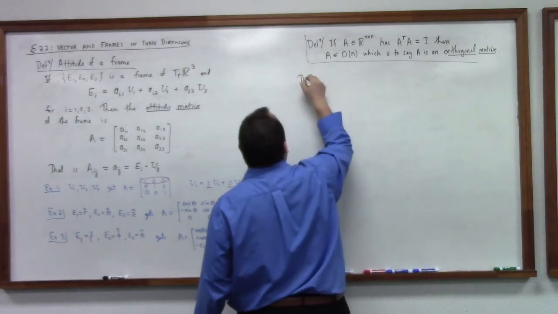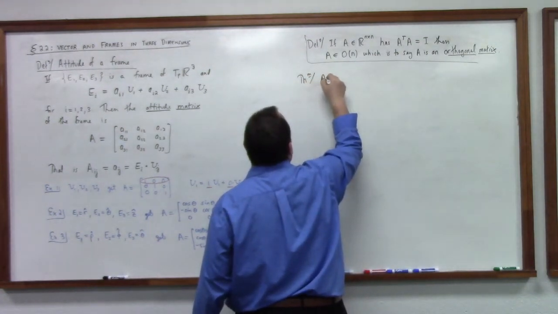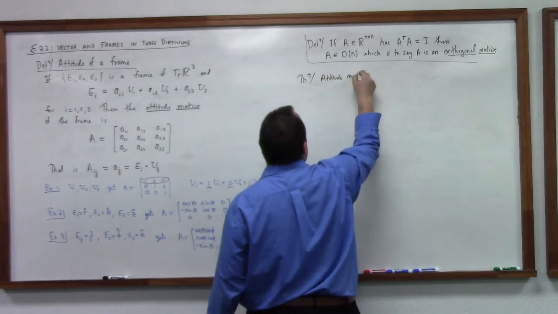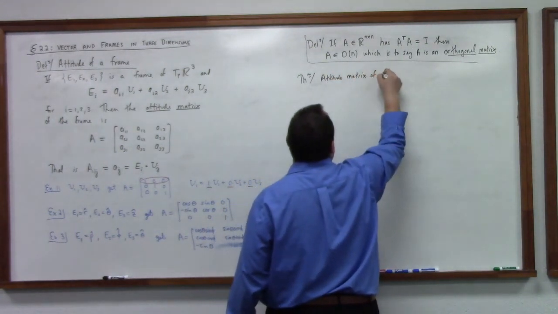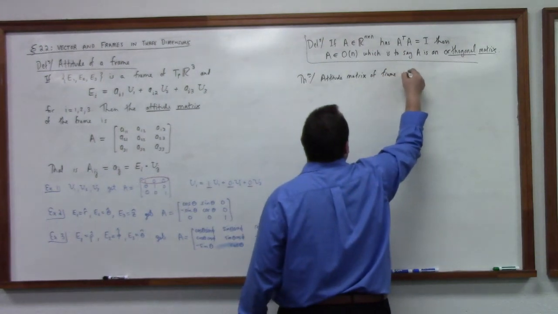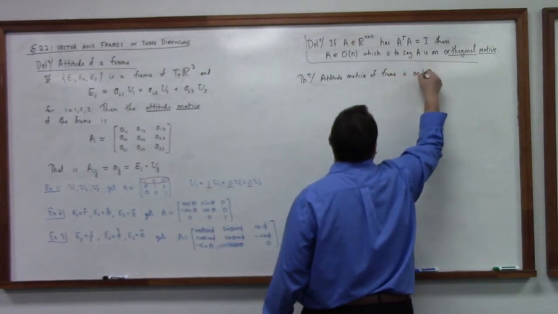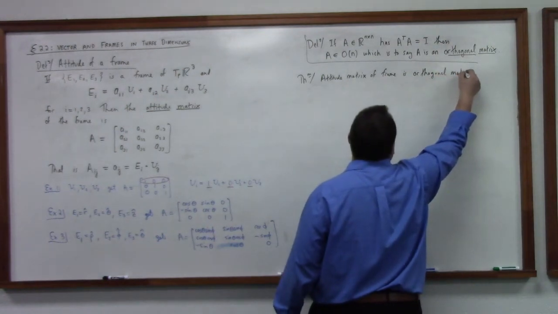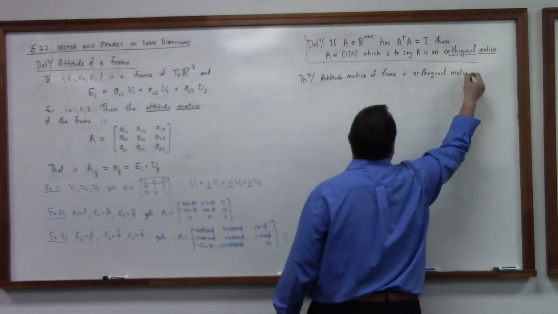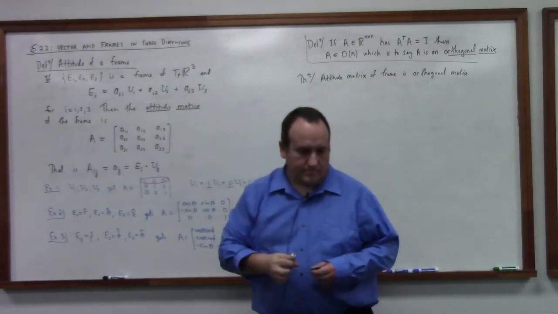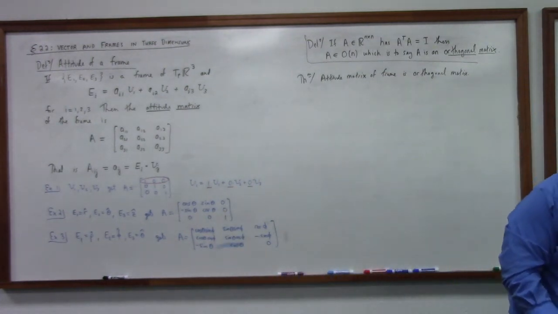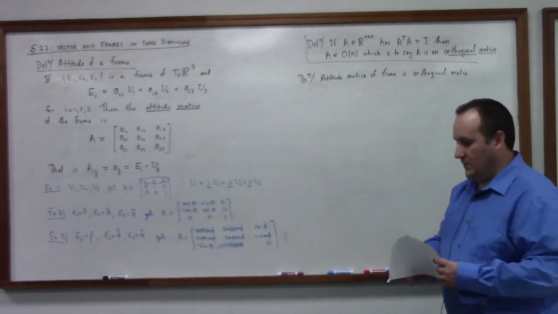Theorem: the attitude matrix of a frame is an orthogonal matrix. And so here's the proof of that.